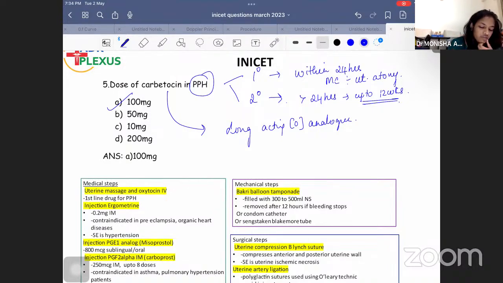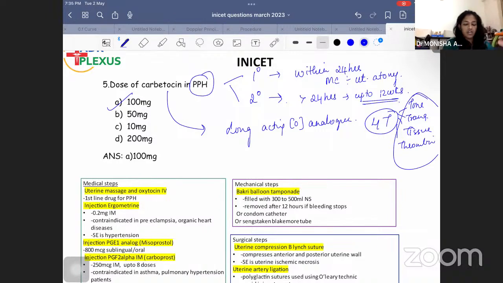What are the 4 T's in PPH? Tone, trauma, tissue, and thrombin. If you know these, you can answer a PPH question. These are the causes. Tone: if the tone decreases, uterine atony is the most common cause. Trauma, any type, it can be cervical tear or laceration. Tissue: retained placental bits can also lead to bleeding. Thrombin is consumptive coagulopathy.